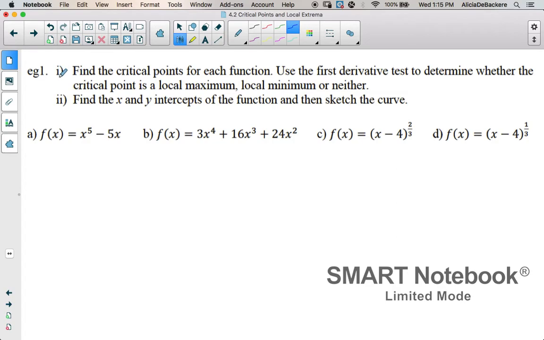Part I asks us to find the critical points for each function, and then use the first derivative test to determine whether the critical point is a local maximum, minimum, or neither. So for question A, part I, we're going to find the critical points, which means I need to find the derivative of this first function. So right now I'm focusing on this guy here.